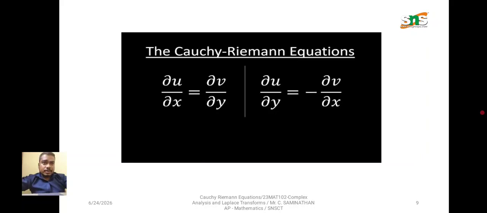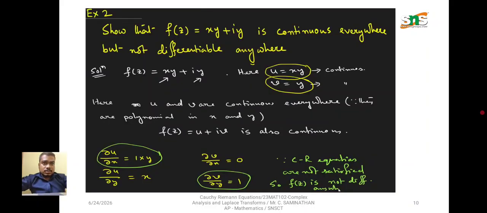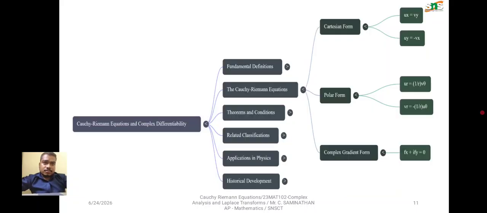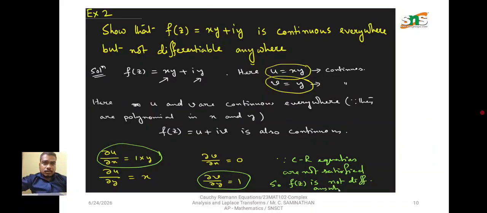So this is the CR equation: ∂u/∂x equals ∂v/∂y, and ∂u/∂y equals minus ∂v/∂x. Here, f(z) equals xy plus iy is continuous everywhere but not differentiable everywhere, because u is xy and v equals y. u equals xy is continuous, v equals y is also continuous, and f(z) equals u plus iv is also continuous, but the CR equations are not satisfied, so it is not differentiable and not an analytic function.